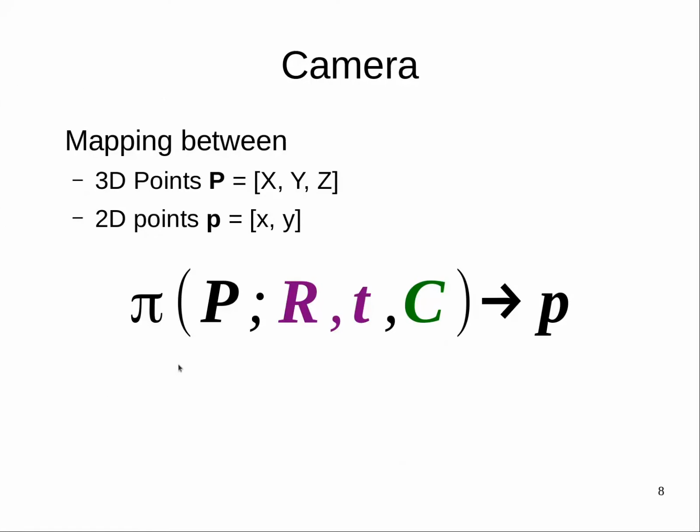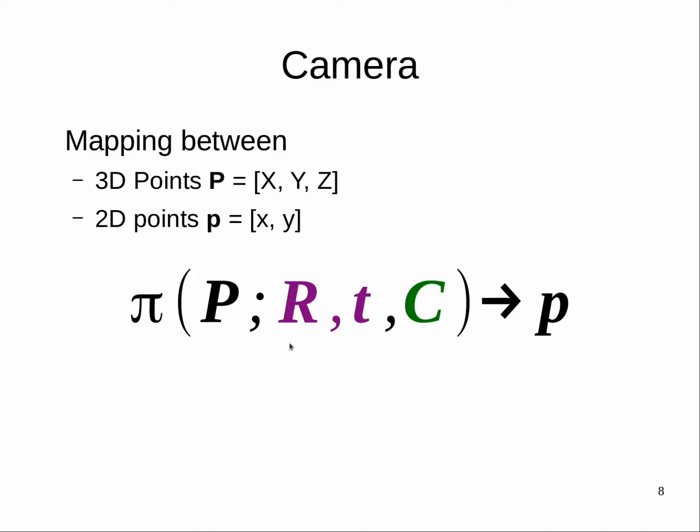For this we define a function p, which is like shorthand for projection, which takes a 3D point big P and maps it to a 2D point small p. So this is the world point outside, and this is a point on the back facing wall of the dark chamber. Here again, which components these points consist of. So this is a 3D point, this is a 2D point. And then the function also has some other parameters like R, T, and C.